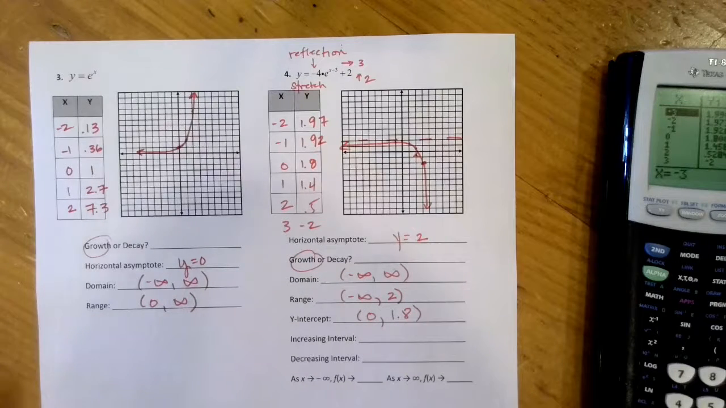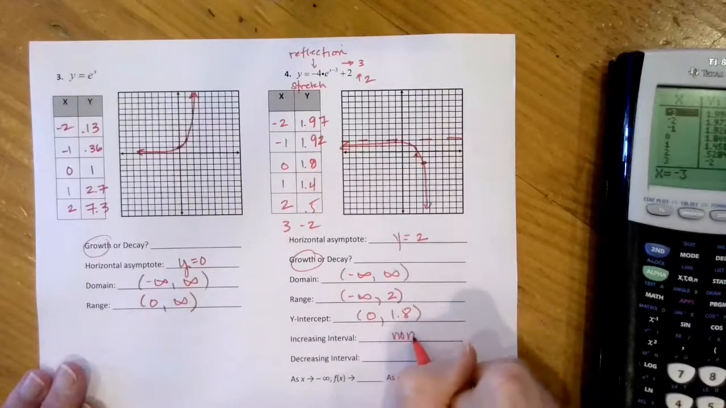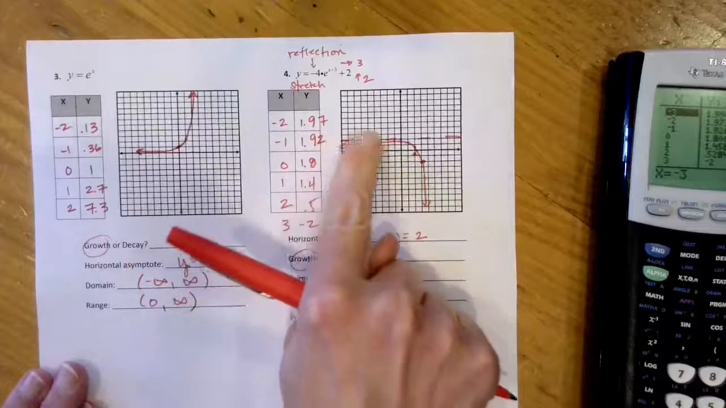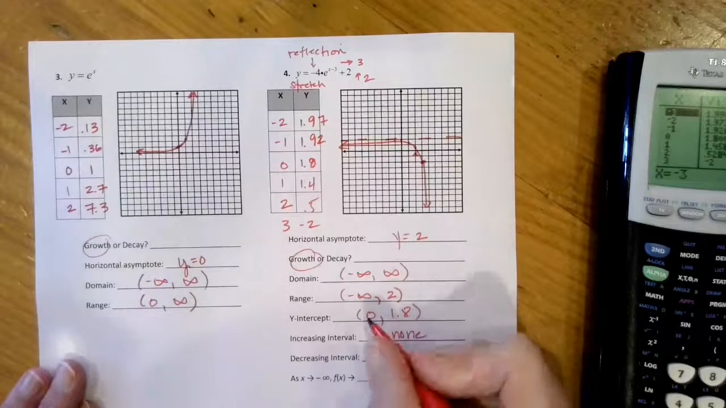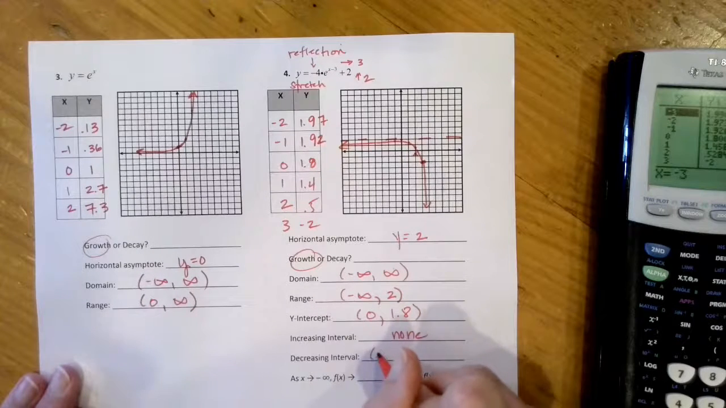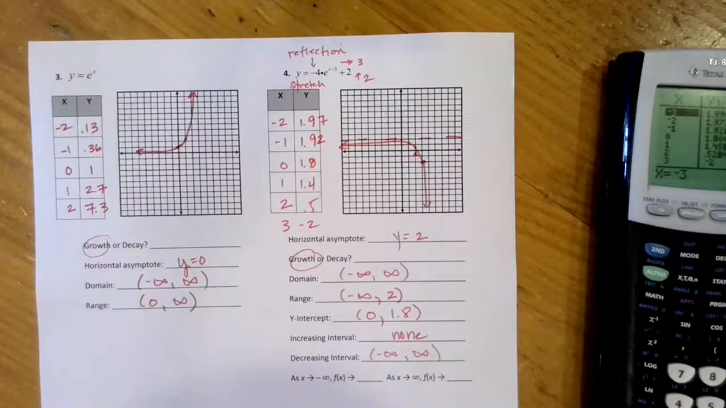When we talk about our increasing and decreasing interval, we're talking about moving from left to right. So this graph does not increase at all. The whole time, my output values are getting smaller and smaller, which means it is decreasing among its entire interval, from -infinity to +infinity.